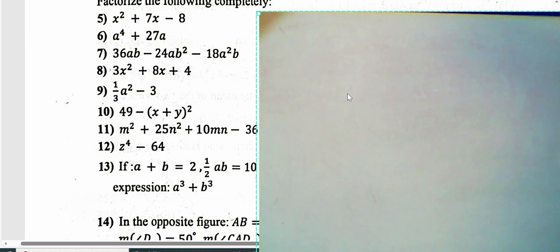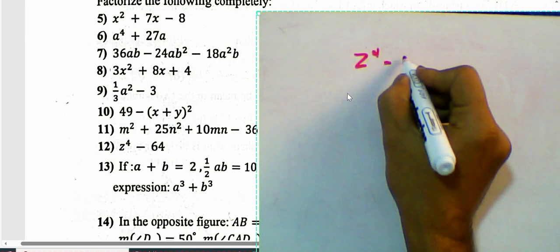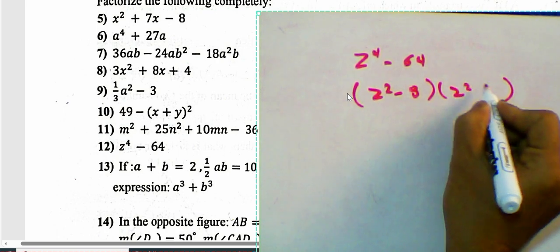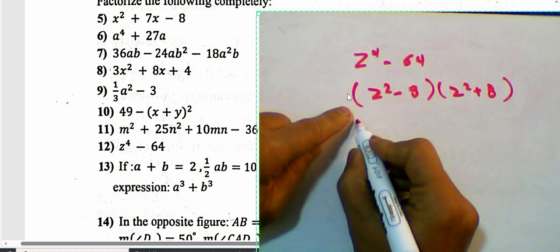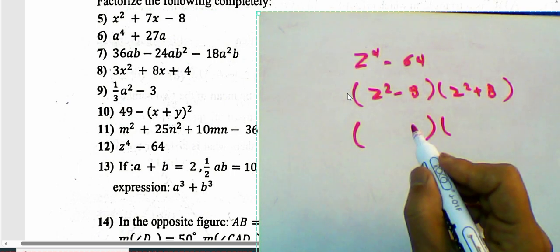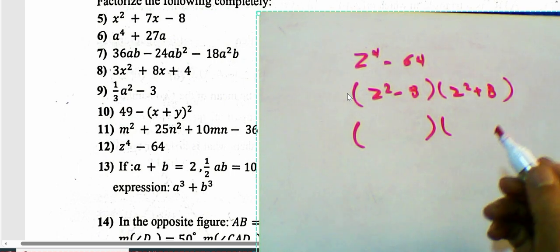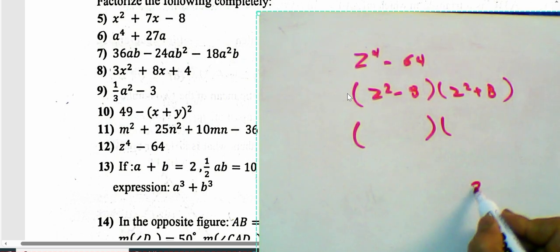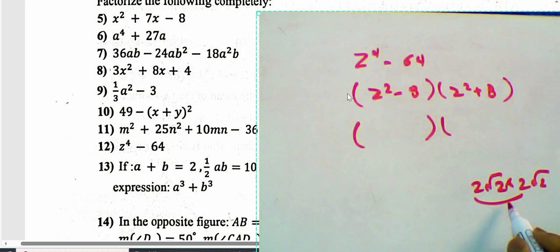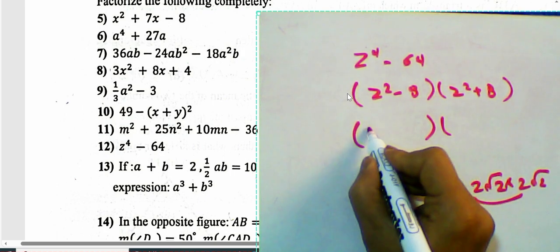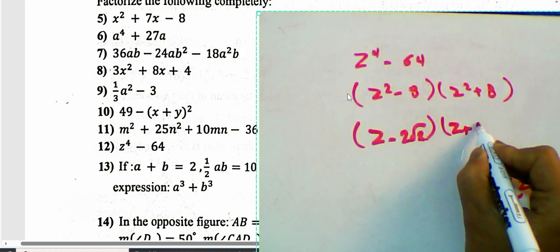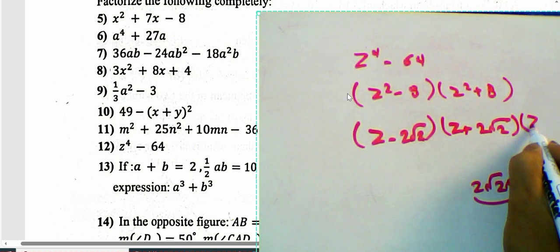We can also complete this example like this. Z power 4 subtract by 64 like this. Z power 2 minus 8 and z power 2 plus 8. You can complete this. How can we find the answer? Z power 2 is z times z, and for negative 8 we find the square root of 8. It will be root 2 root 2 and 2 root 2, 4 times 2 equals 8. Then we can write z subtract by 2 root 2 and z plus 2 root 2, and this expression z power 2 plus 8.